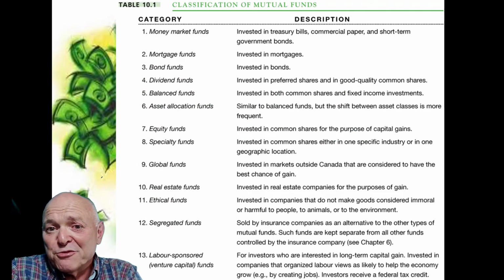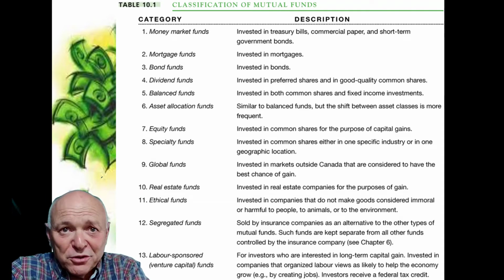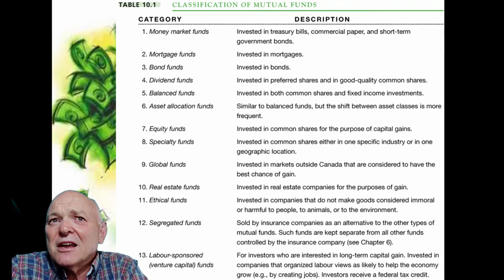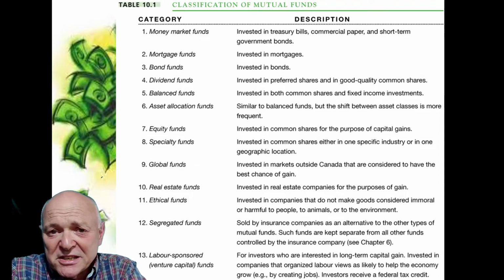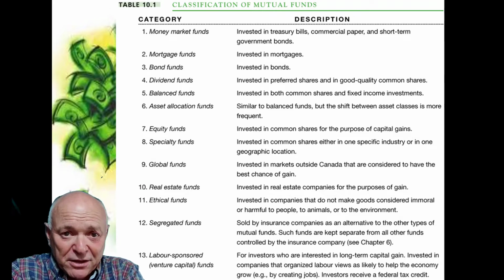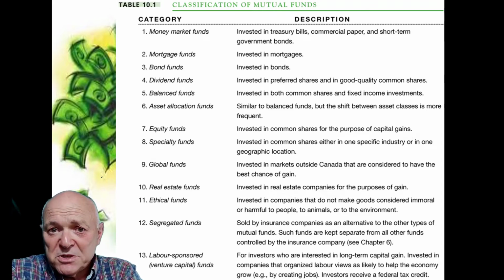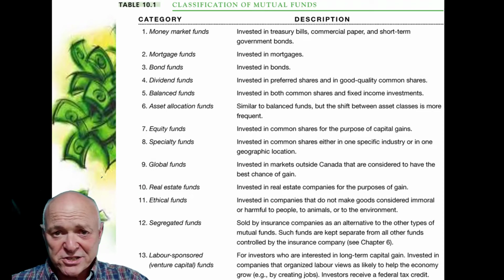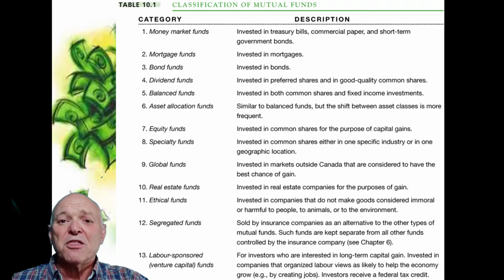Mutual funds come in a variety of different shapes and flavors. I won't go into the details for all of them, but you can see that some of the most common, including things like money market, mortgage, bonds, dividends, equity funds, all of these things I think are very much self-explanatory. A balanced fund is a balance between different types of investments, including equities and bonds. We have specialized real estate investments, which allow us to invest in things like commercial or residential real estate through a mutual fund.